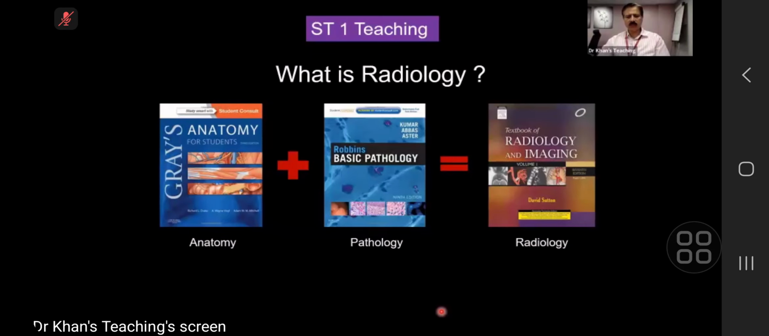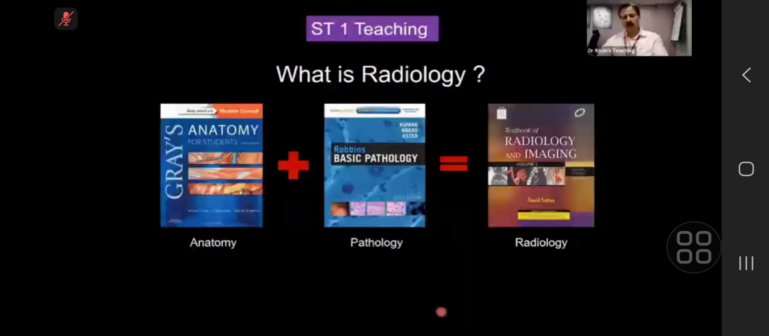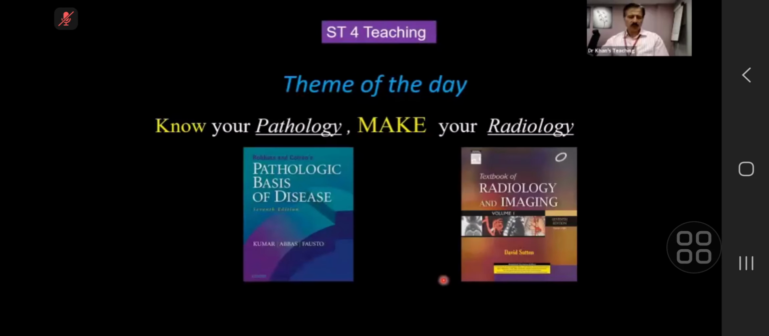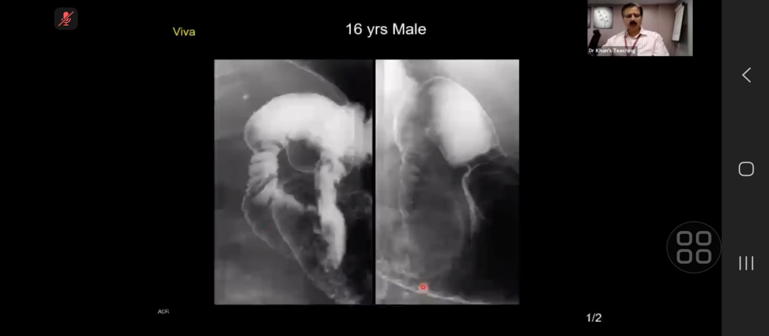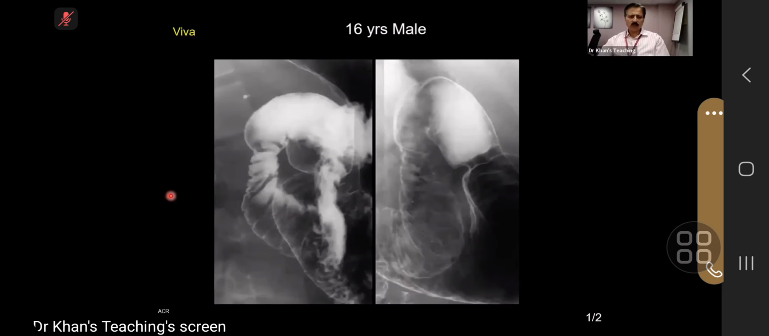Add your pathology and outcomes to radiology. But even today, during this GI session, we are teaching ST4, so we assume that most of the anatomy is known, and time is always a factor. Having said that, I will go back to pathology, and you will understand, particularly in barium studies, that if you know your pathology, you can make your radiology. Right, so that will be the theme of the day. And so we crack on.